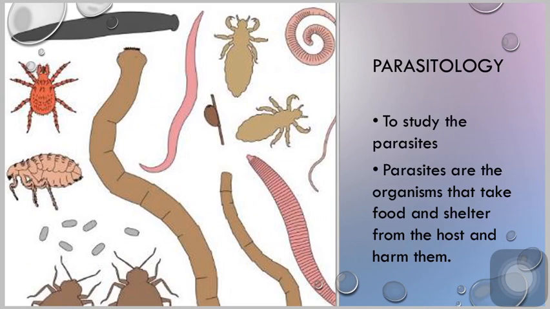Next one is parasitology. When we are talking about parasitology, that means we are studying parasites. Parasites are those organisms that take food and shelter from the host and harm them. For example, different types of organisms living inside of our body, human body or other living organisms, and they get their food and shelter from the host, but they also cause diseases.